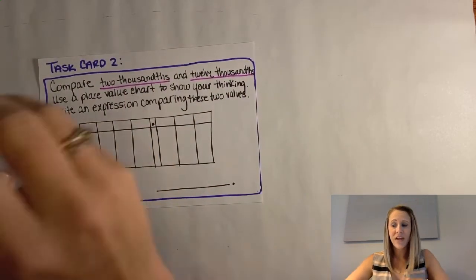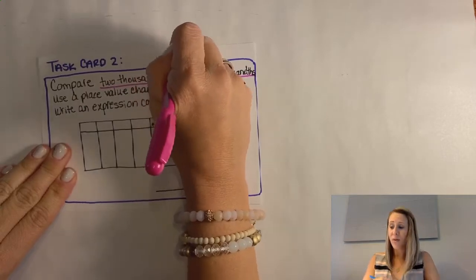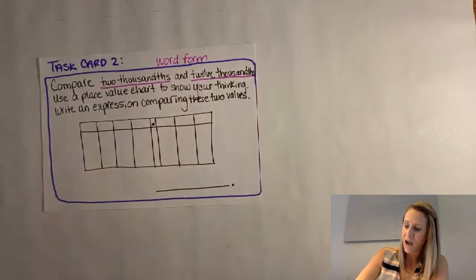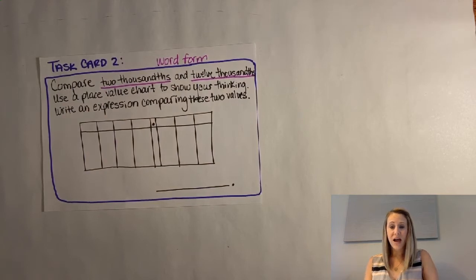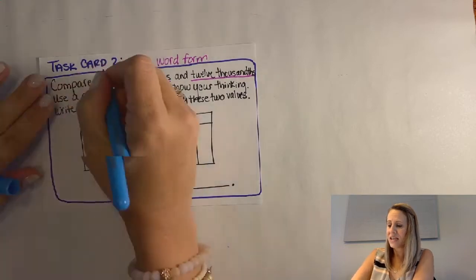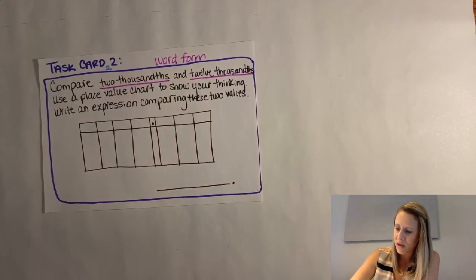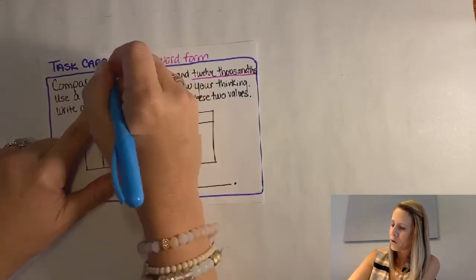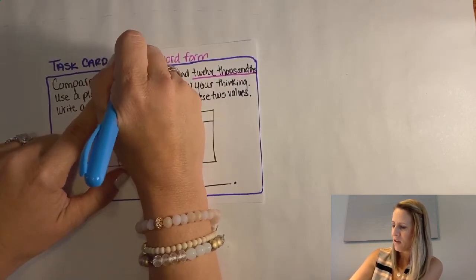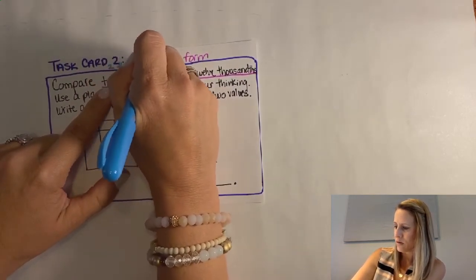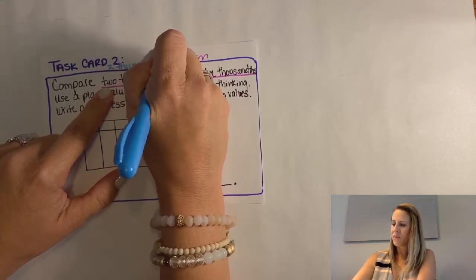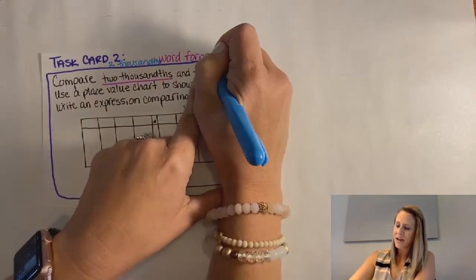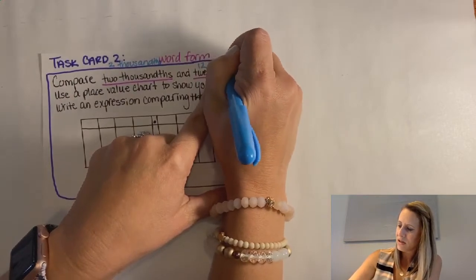As a review, if I wanted to put this in unit form, remember all you do is rewrite the word, that's the numeral part, as a number. So I could rewrite 2 thousandths as the number 2 and thousandths, and the number 12 and thousandths. Okay, so remember when we write it like that, that is called unit form.